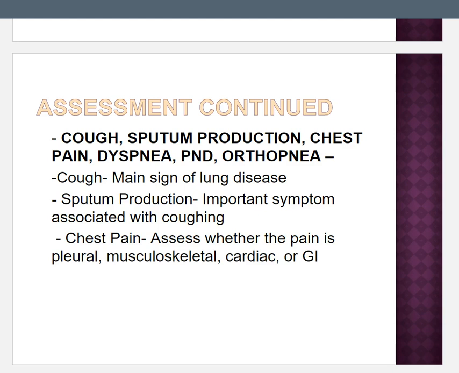We've already talked about chest pain. I'm not going to get into that again. We went over that in class regarding don't always assume that chest pain means that your patient has some kind of cardiac problem. It could be either pleural, musculoskeletal, or a GI problem.